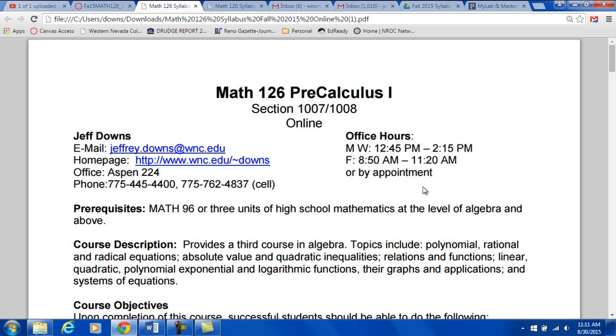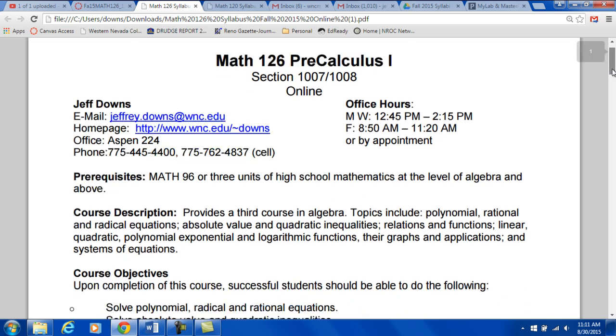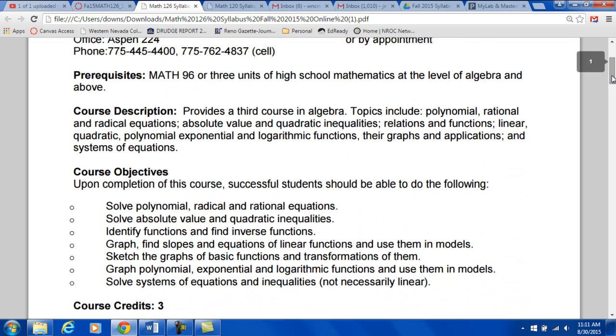So the prerequisite for Math 126 is Math 96 or 3 units of high school mathematics at the level of algebra and above. Course description provides a third course in algebra. Topics include polynomial, rational and radical equations, absolute value and quadratic inequalities, relations and functions, linear, quadratic, polynomial, exponential, and logarithmic functions. Logarithmic are the best. Their graphs, applications, and systems of equations.